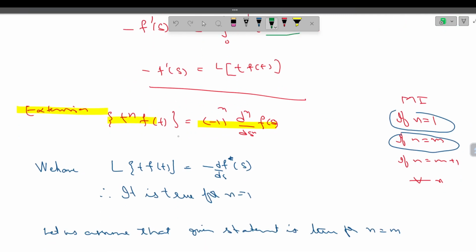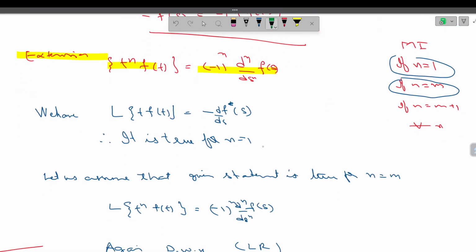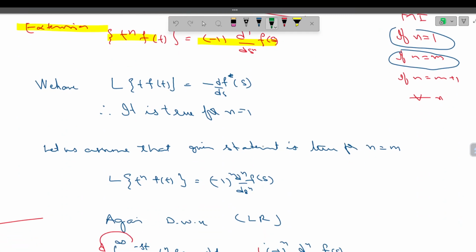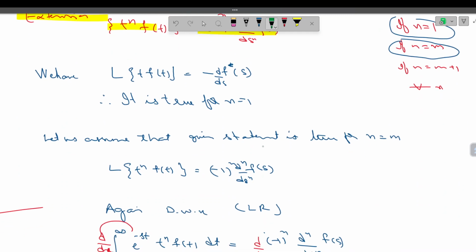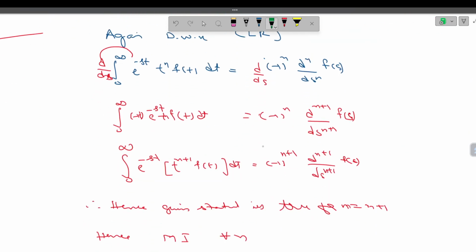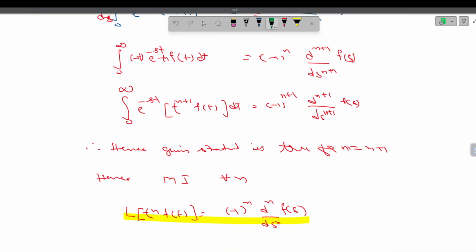That's it. Now this extension we are doing, we are proving by mathematical induction. The given statement is true for n equal to 1. Then we will assume that the given equation is true for n equal to m. Then if we are able to prove the given equation for n equal to m plus 1, then for all values of n it is true by mathematical induction. We prove by mathematical induction. This one done, now we will go for the problem.